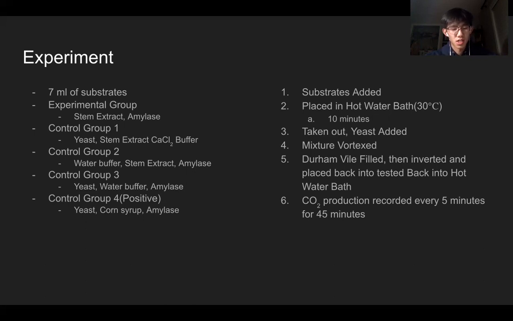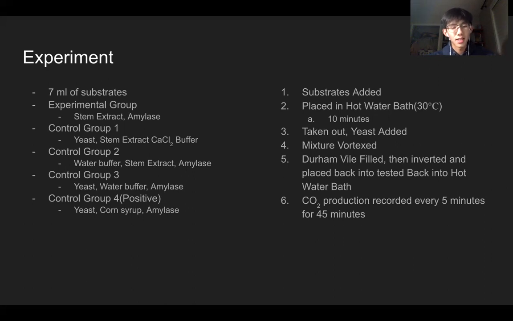This was the test that sugars and starches are what amylase acted on and that fermentation can't occur without sugars and starches being present. Our fourth control group was our positive control group that tested that fermentation would actually occur if enough starches and sugars were present. It contained yeast, corn starch extract, and a calcium chloride buffer.